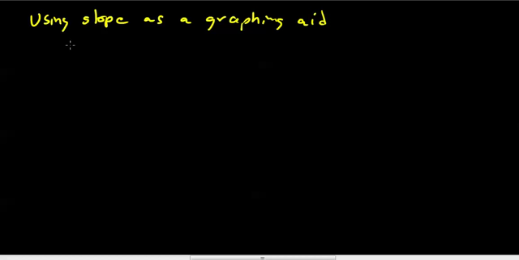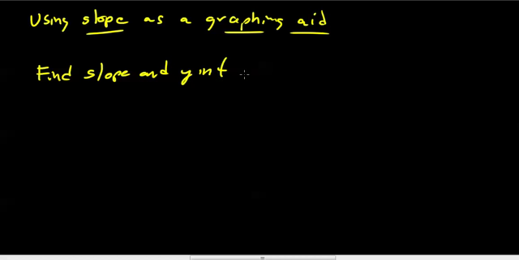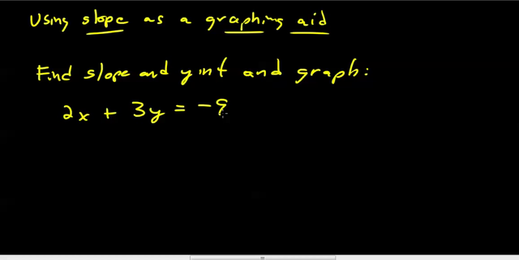Let me give you an example of how we might use the slope-intercept form to speed our graphing process. Find the slope and y-intercept and graph the following line: 2x plus 3y equals negative 9.